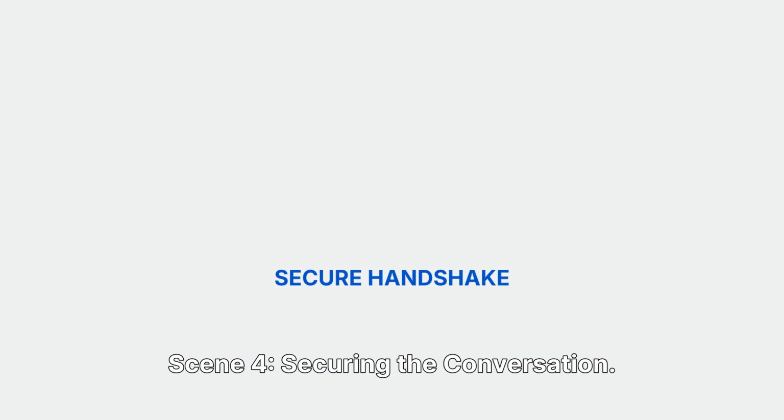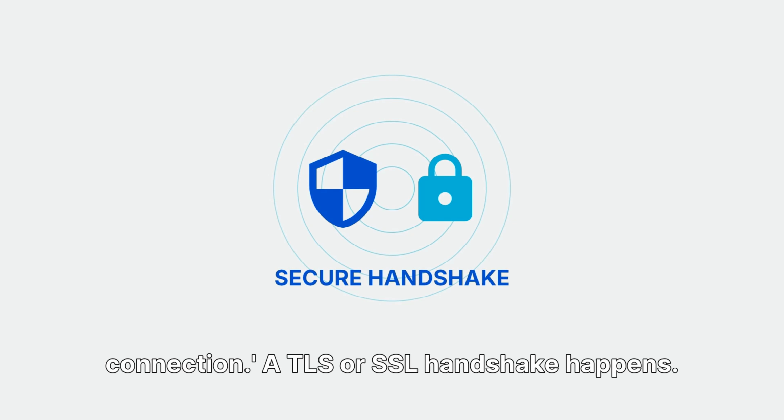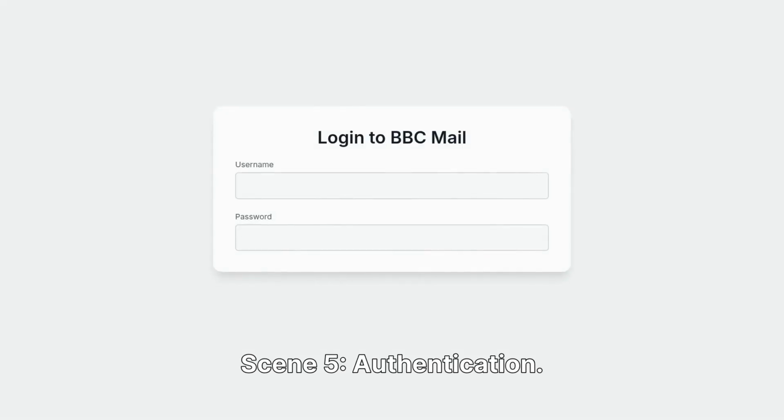Scene 4. Securing the conversation. John's laptop says, okay, let's secure this connection. A TLS or SSL handshake happens. Now everything is encrypted.